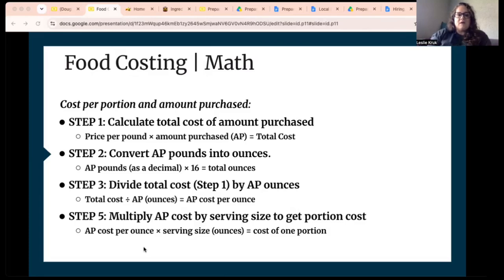Now you can take that amount purchased cost per ounce and multiply that by your serving size of your recipe, and that will break down to the cost of one portion.